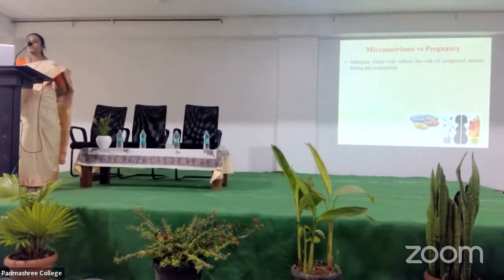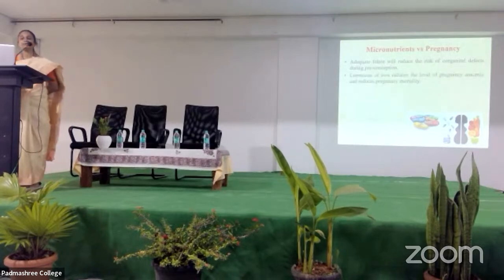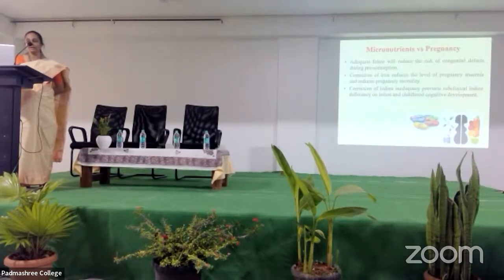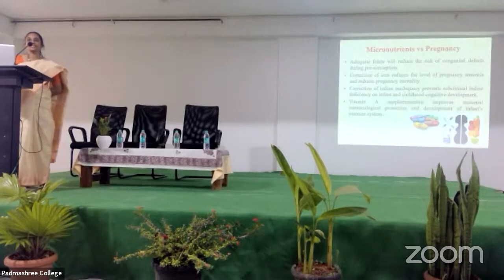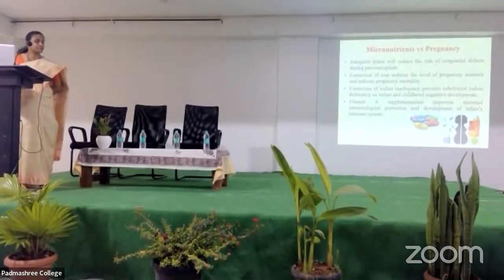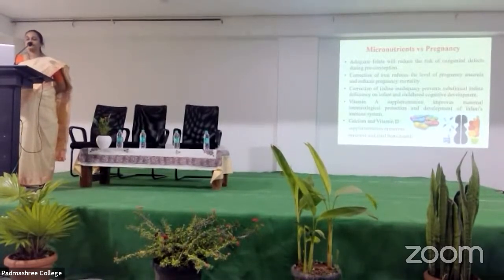Now let's learn about pregnancy with micronutrient sufficiency. Adequate folate will reduce the risk of congenital defects during preconception. Correction of iron reduces the level of pregnancy anemia and reduces pregnancy mortality. Correction of iodine inadequacy prevents subclinical iodine deficiency in infants and supports childhood cognitive development. Vitamin A supplementation improves maternal immunological protection and development of the infant's immune system. Calcium and vitamin D supplementation preserves maternal and fetal bone health.